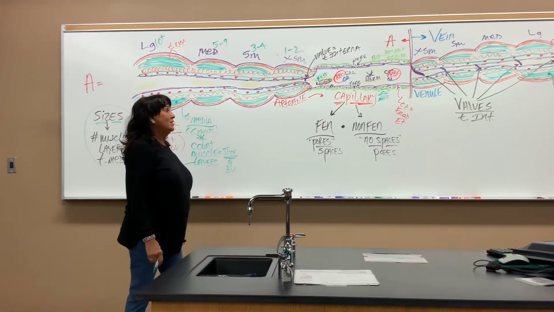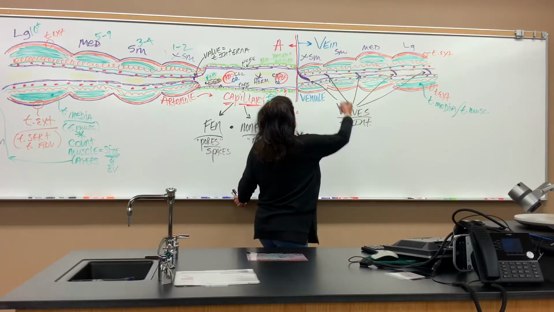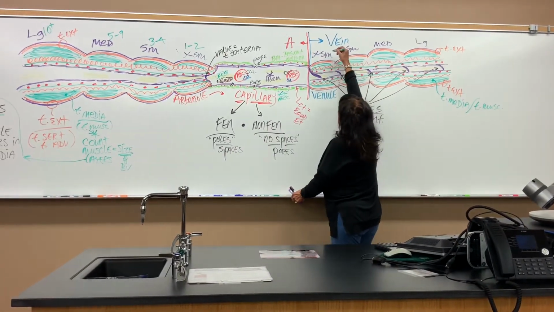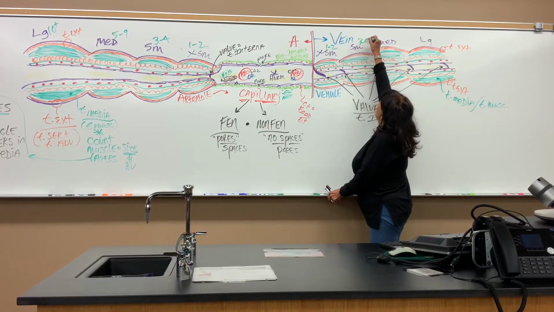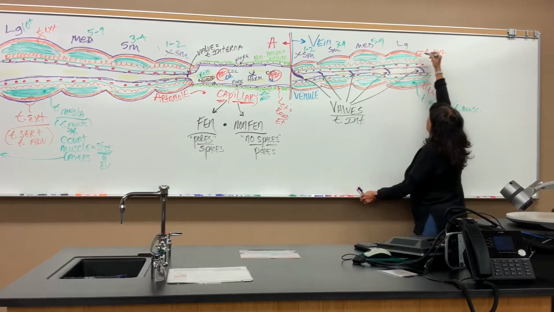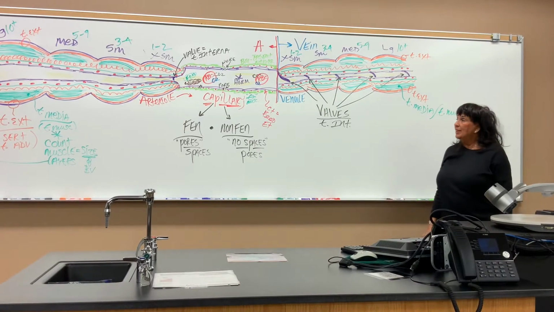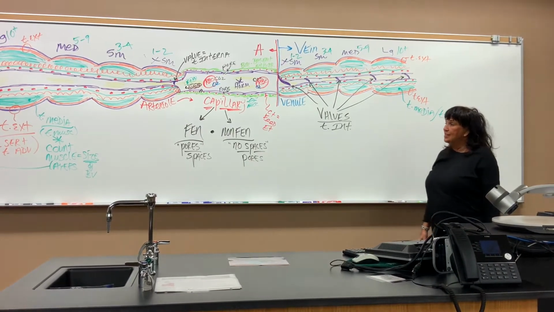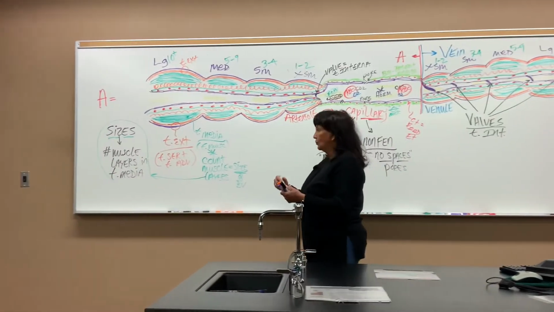All right, so now let's put the numbers up on top on the vein side. So an extra small vein will be 1 to 2, small 3 to 4, medium 5 to 9, and large is 10 plus layers of muscle, okay? All right, so that's nice. And now we're going to label the last tunic because remember there's only 3.